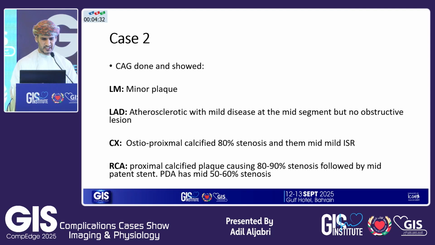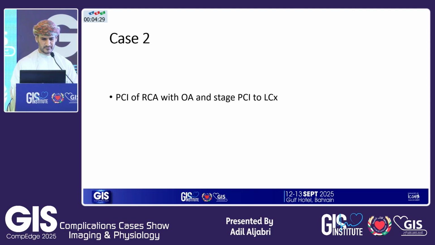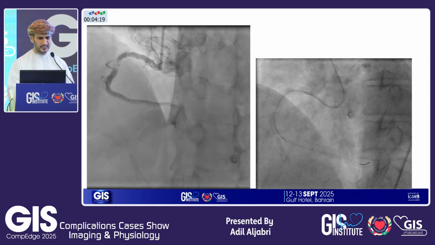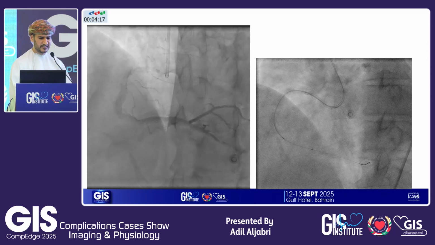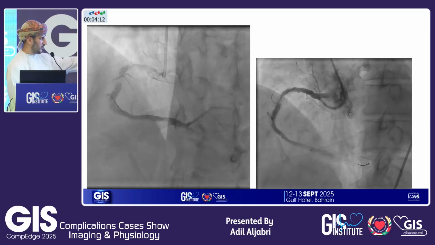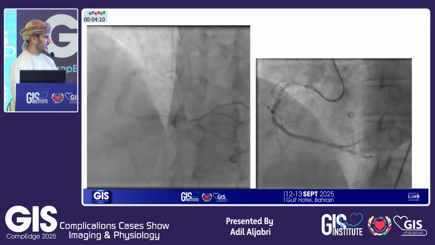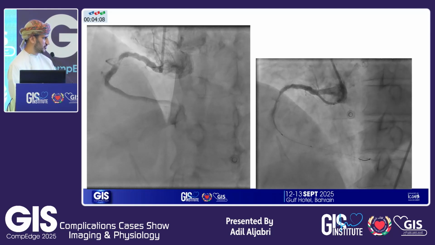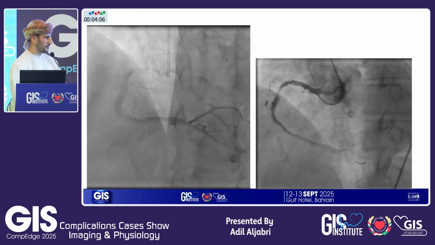So I'll show the CAG. So he was planned for PCI to the RCA with possible plaque modification and then staged PCI to the circ. So this is his angio, and as we can see, it's a dominant RCA. There's heavy calcification from the angio with proximal to mid hazy lesion, which is most likely suggestive of a calcified nodule.